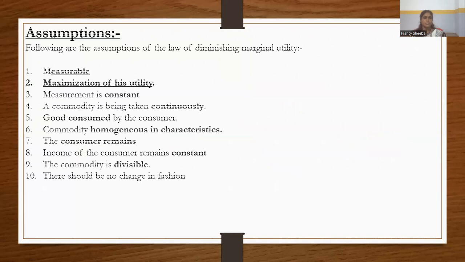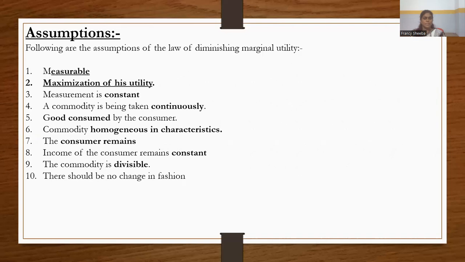Let me explain to you the assumptions. These are the assumptions of the law of diminishing marginal utility. 1. The utility is measurable and a person can express the utility derived from a commodity in quantitative terms such as 2 units, 4 units, and 7 units, etc. 2. A rational consumer aims at the maximization of his utility.